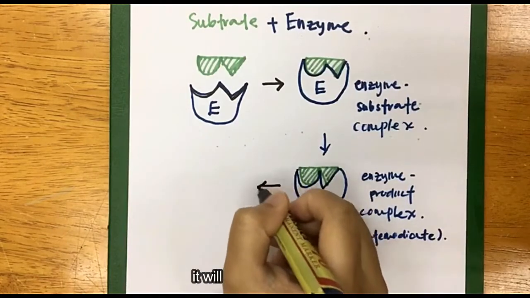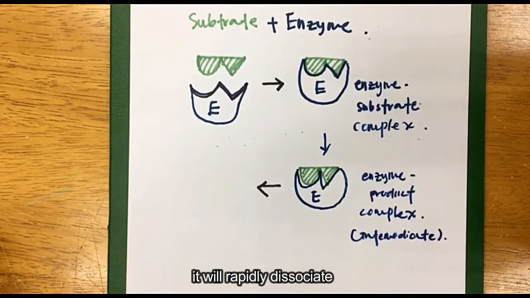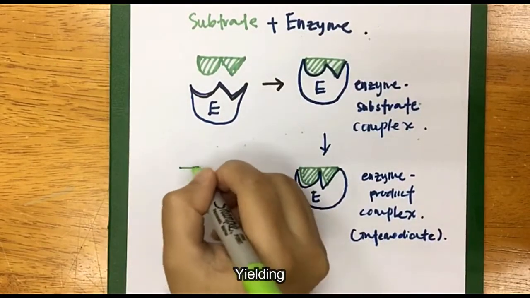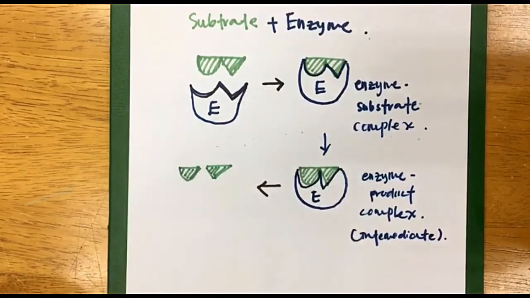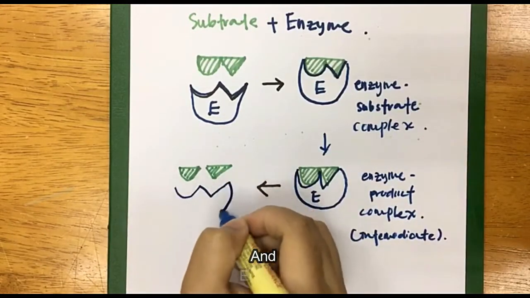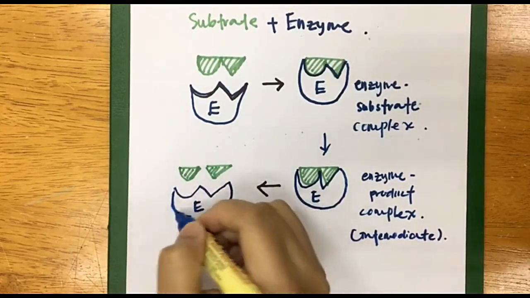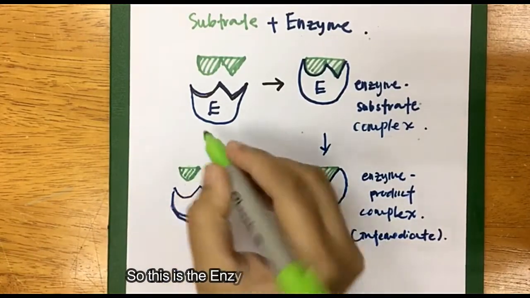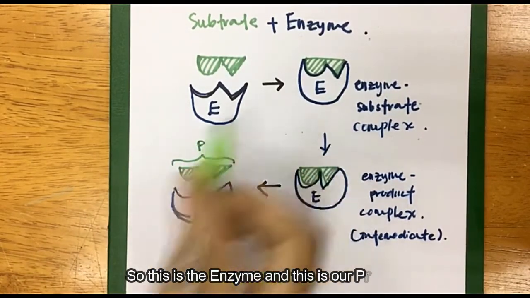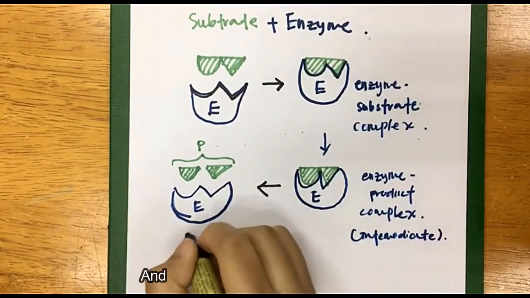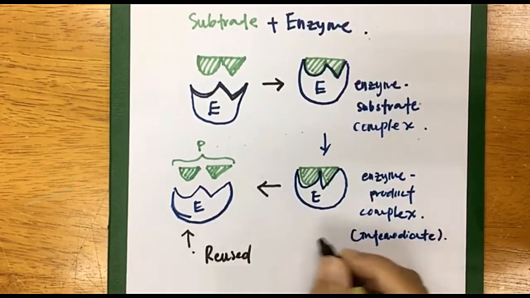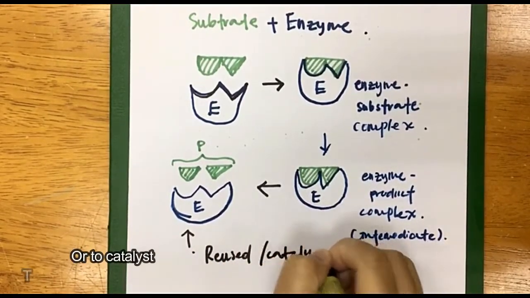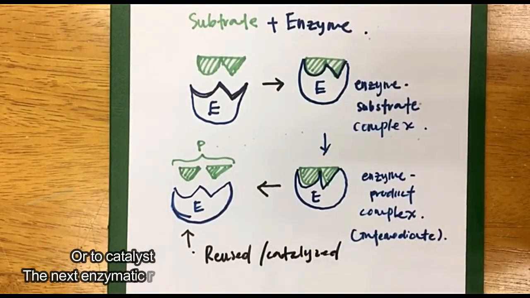it will rapidly dissociate, yielding products and enzyme. So this is the enzyme and this is our products. And this enzyme can actually be reused to catalyze the next enzymatic reaction.